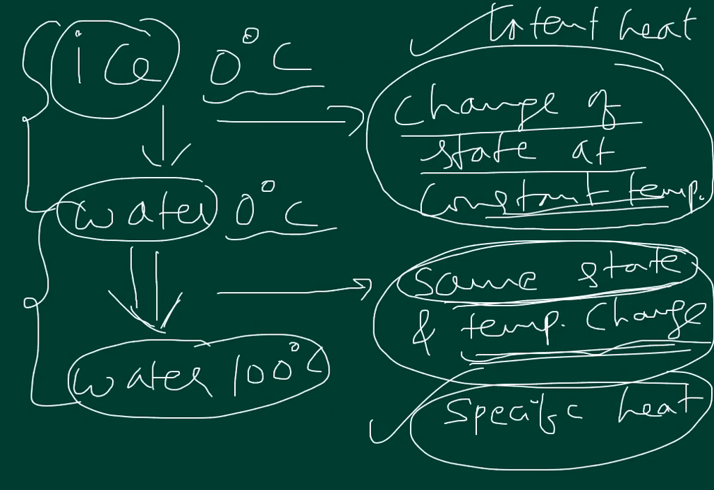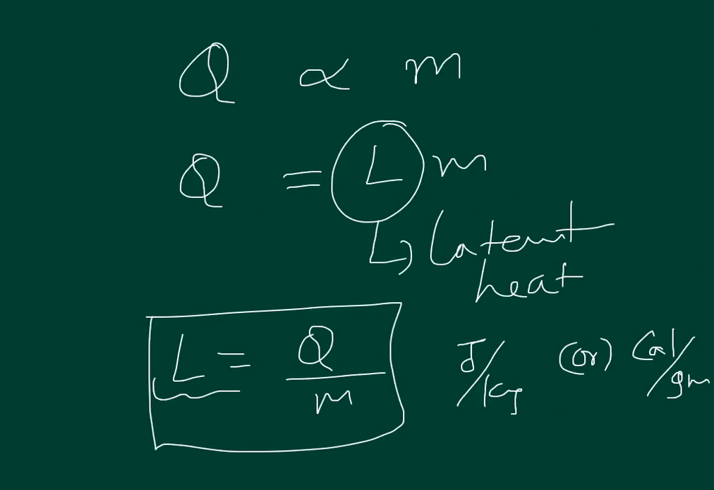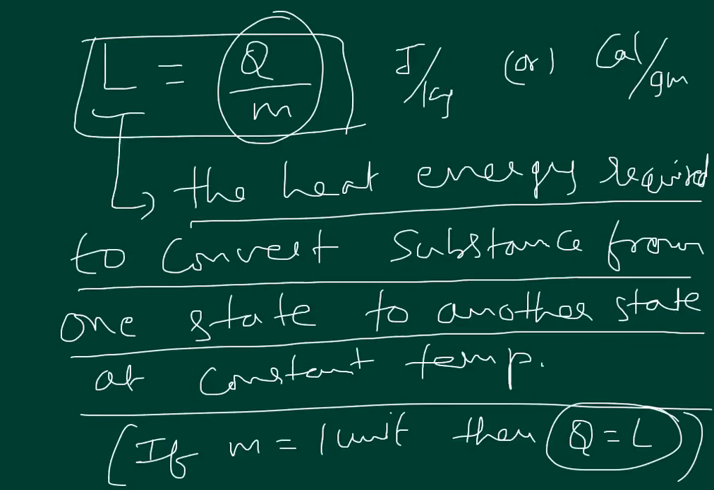Then ice to water, water at 0 to water at 100. What is happening? First ice to water, that is change of state, constant temperature. Water at 0 to water at 100, change of temperature in the same state. So this concept is related to specific heat, and that concept is related to latent heat. Slowly we entered into latent heat and we wrote heat energy is directly proportional to mass, and from there we got the expression with proportionality constant L, and we got the latent heat formula, and we discussed the definition of latent heat.